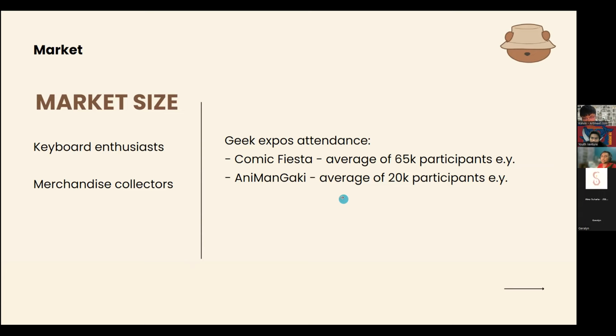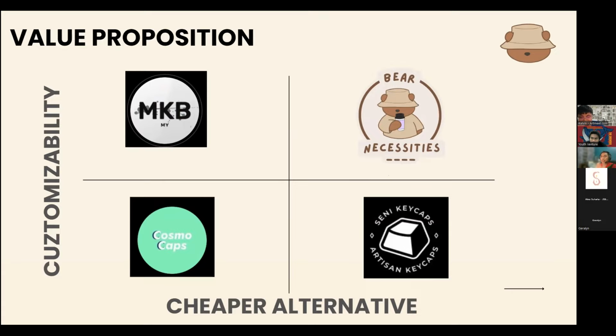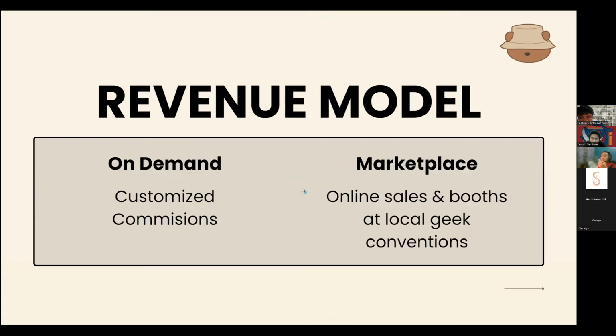So our value proposition is that, compared to our competitors, we provide a cheaper alternative while still maintaining high quality and customizability, because we also take in custom designs from our users. And our revenue comes from two main channels: on demand, through taking in customized commissions from our users, and also through the marketplace, where we have online sales and also open booths at local geek conventions.